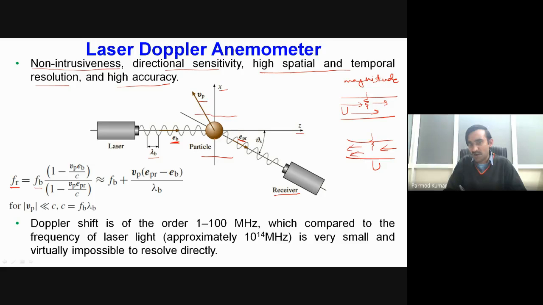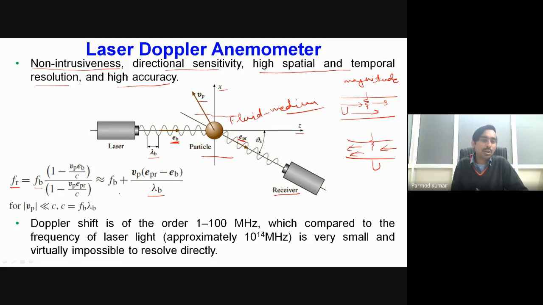the speed of light in our fluid medium. Outside this particle we have a certain fluid medium, because these particles are seeded inside some fluid medium. So c is the speed of light in the fluid medium, divided by 1 minus the velocity of the particle, taken in this particular direction, divided by c. This represents the change in frequency, and this can further be approximated as f_b plus V_p times (e_pr minus e_b) divided by lambda.